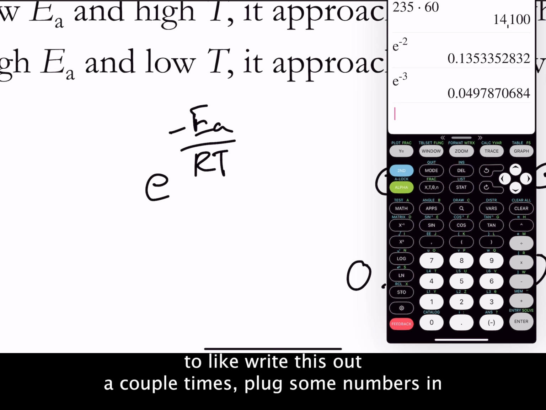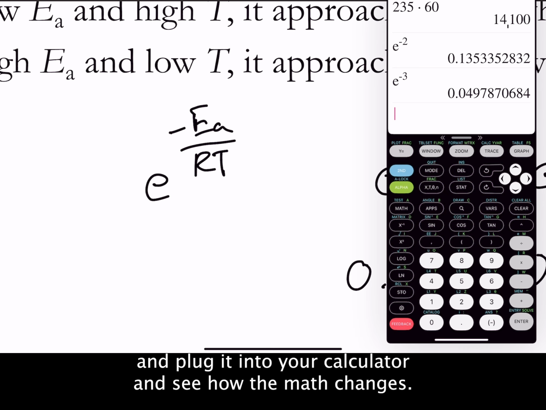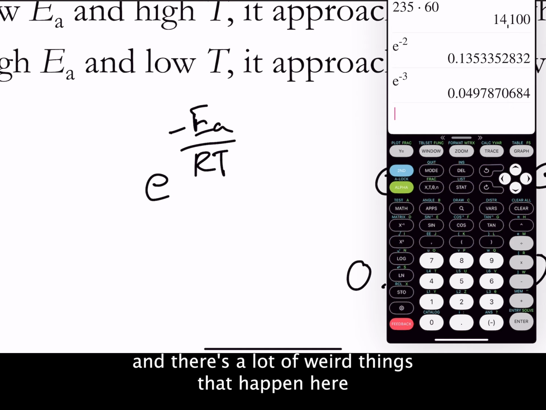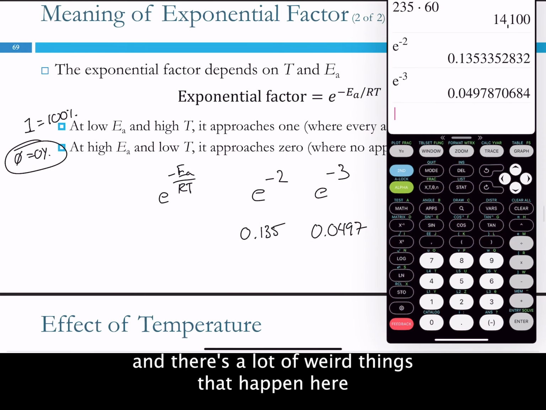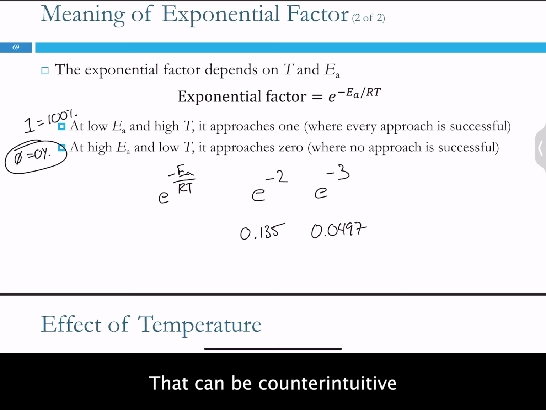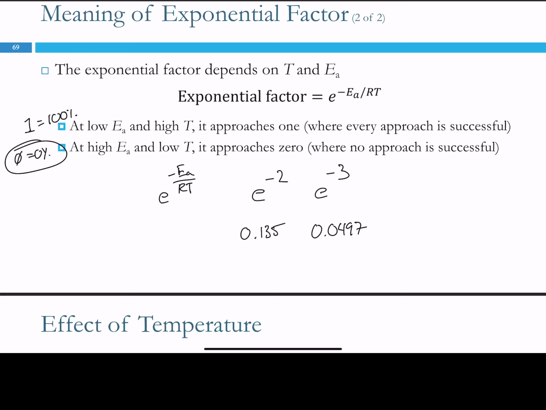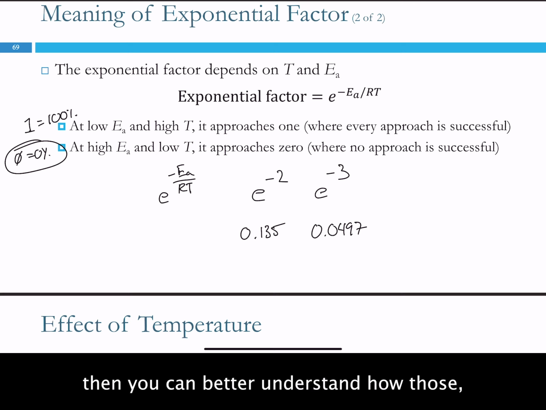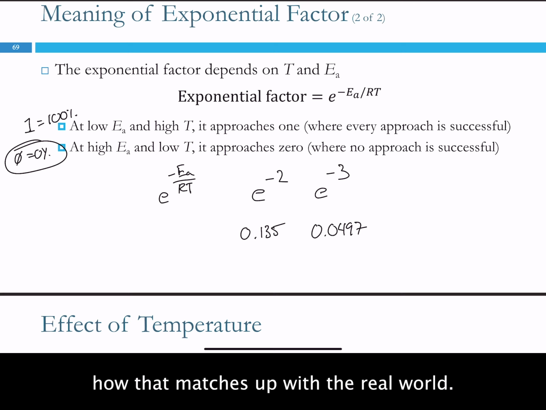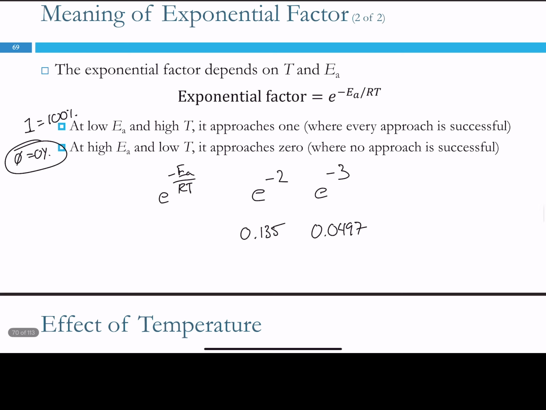And you probably just need to write this out a couple times. Plug some numbers into your calculator and see how the math changes, because there's a lot of negatives and a lot of weird things that happen here in the equation that can be counterintuitive at first. But when you really examine where those numbers are going and how they change the equation, then you can better understand how that matches up with the real world. All right, and we'll talk about the rest of the effect of temperature later on Wednesday.